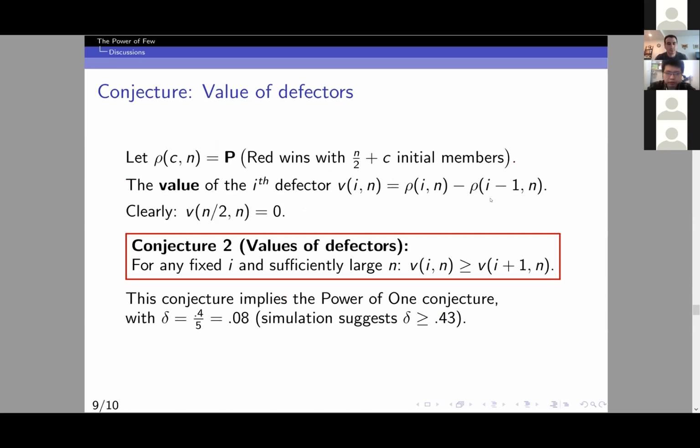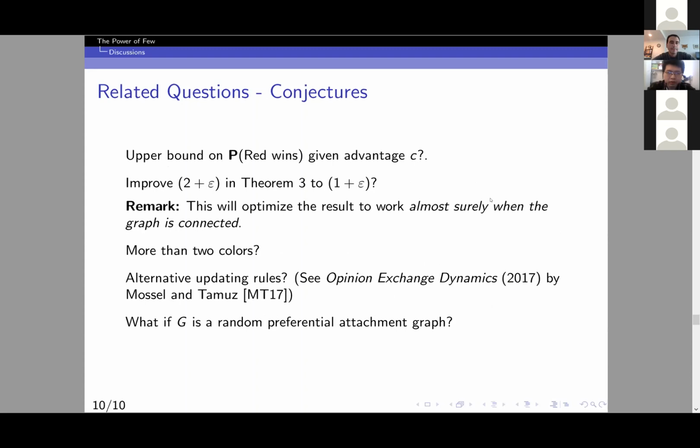Another conjecture is about the values of defectors. We define the value of one defector from blue to red to be the chance that red wins with him, minus the chance that red wins without him. You can see that the last defector doesn't add any value because we already have a red win before that. So we conjecture that the values will decrease with the number of defectors. And if this is true, then the previous conjecture is also true, although with a smaller probability compared to the one that we got from the simulation. There are also a bunch of interesting questions we can ask. Like we can try to upper bound the chance that red wins instead of lower bound, or we can try to improve the number 2 in the theorem for sparse graphs to 1.